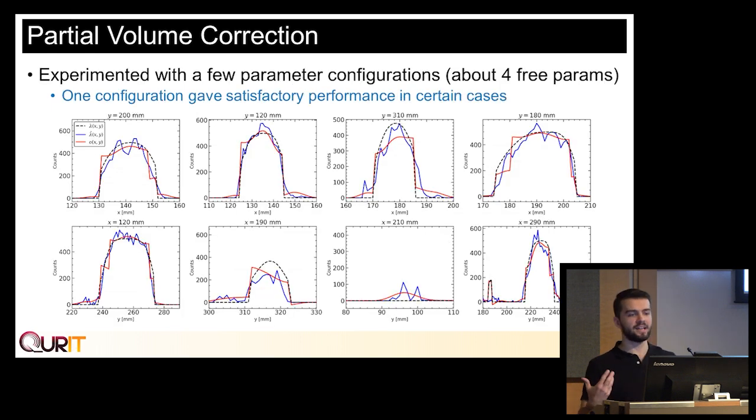I experimented with a few parameter configurations. There's a lot of adjustable parameters when you do partial volume correction. The black dotted line is the true concentration here, the blue is the estimate, and the red is the partial volume correction. I didn't get great results because I was a little bit rushed, and I wish I could spend more time on this. But the main result here is that the partial volume correction image matches the boundaries a little bit more. The red goes abruptly up like that.